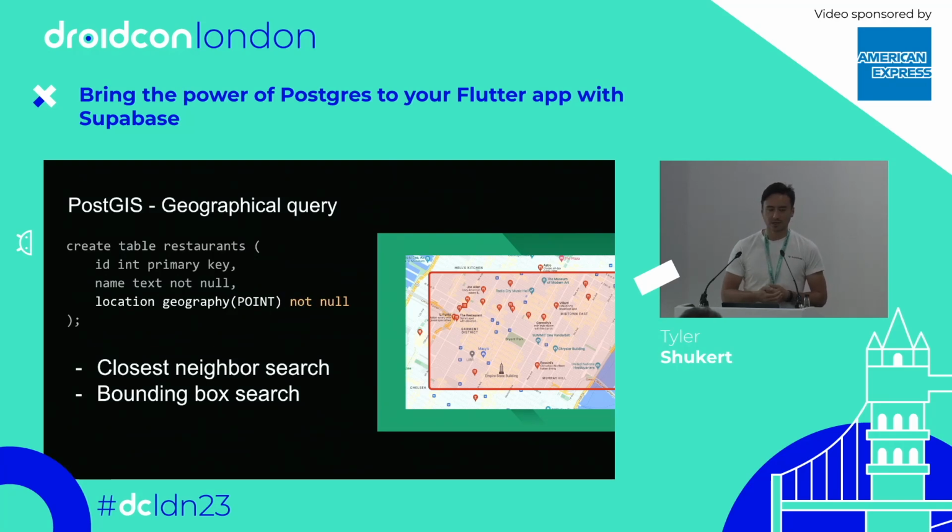Bounding box search is another common use case, and it's the one shown in the picture on the right, where you have a certain bounding box, and you want to find every single restaurant that is located within that bounding box. So this would be very useful when you have a map view, literally, and you want to display all the restaurants that are located within your map that's shown at any given time.